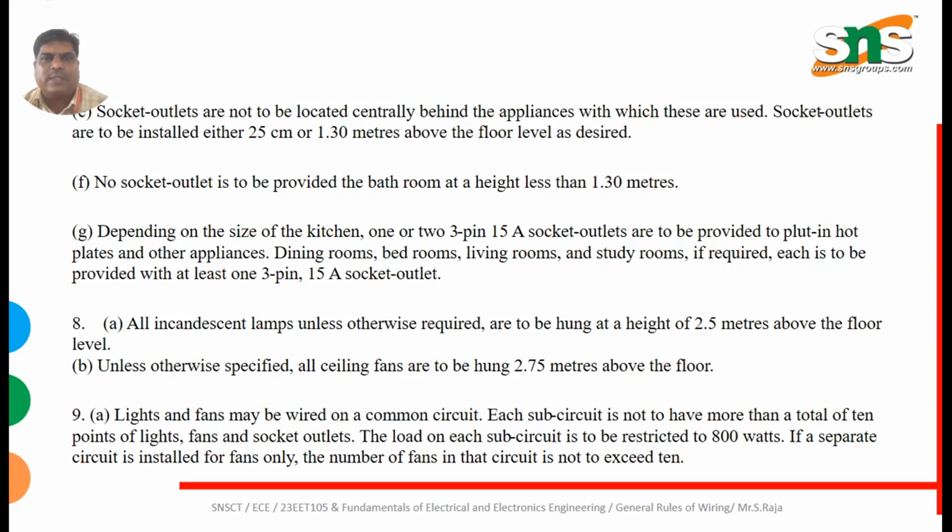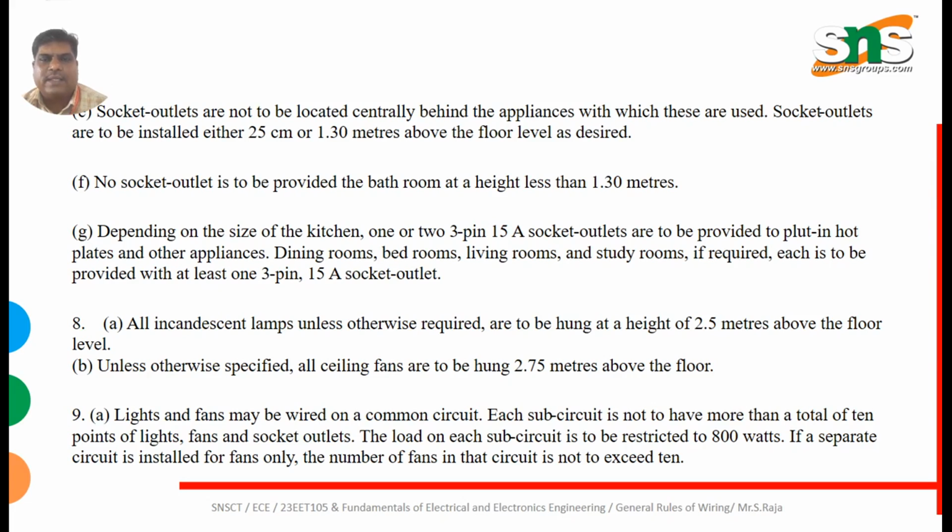Dining rooms, bedrooms, living rooms and study rooms, if required, are each to be provided with at least one 3-pin 15 ampere socket outlet. All incandescent lamps, unless otherwise required, are to be hung at a height of 2.5 meters above the floor level. Unless otherwise specified, all ceiling fans are to be hung 2.75 meters above the floor. Lights and fans may be wired on a common circuit. Each subcircuit is not to have more than a total of 10 points of lights, fans and socket outlets.